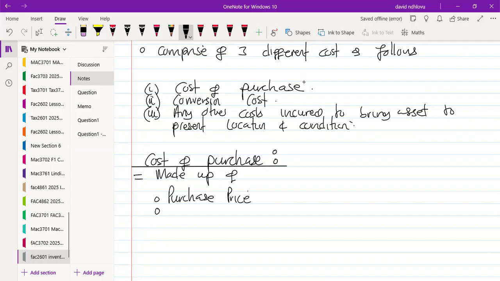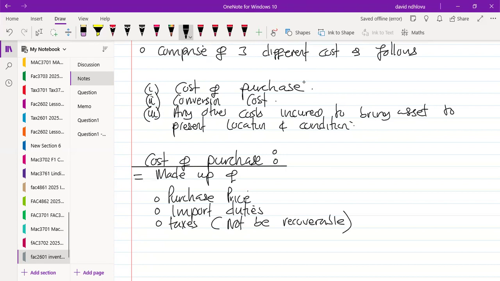Right, we also include import duties. If we imported the goods from outside the country and we incurred import duties, we add them to the purchase price. We also add taxes, but we must be careful. These taxes must not be recoverable.